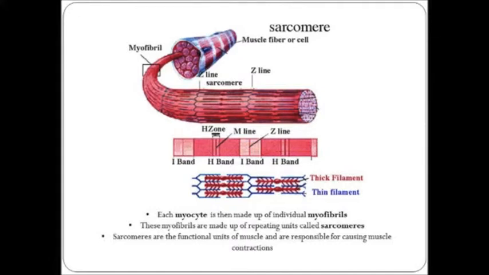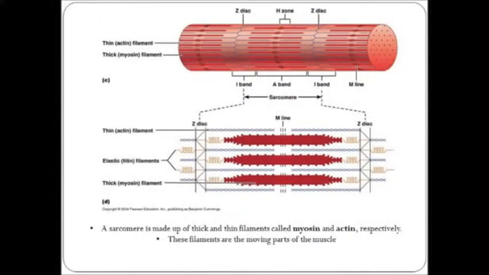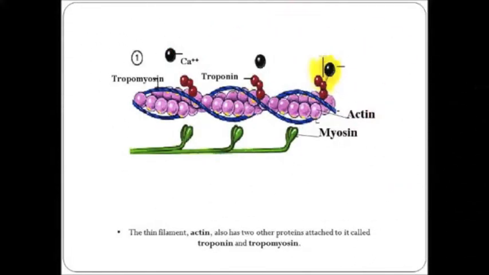These myofibrils are made up of repeating units called sarcomeres. Sarcomeres are the functional unit of muscles and are responsible for causing muscle contraction. A sarcomere is made up of thick and thin filaments called myosin and actin. These filaments are the moving parts of the muscle. The thin filament, actin, also has two other proteins attached to it called troponin and tropomyosin.